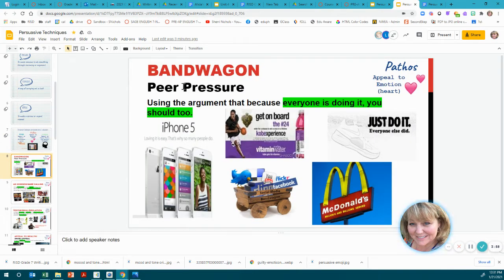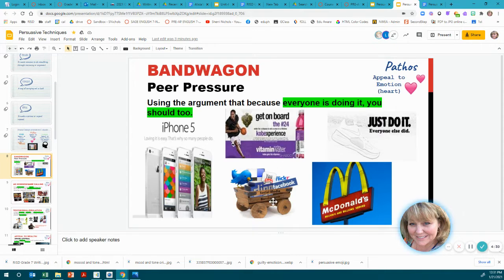The terms such as bandwagon has to do with peer pressure, and bandwagon is using the argument that because everyone is doing it, you should too. People who use this bandwagon would be like phones. You need to get an iPhone or a certain kind of phone. Get on board using this vitamin water because you can have the COVID experience too. So there's several different appeals here that the advertisers use.